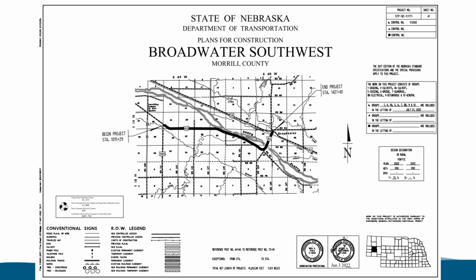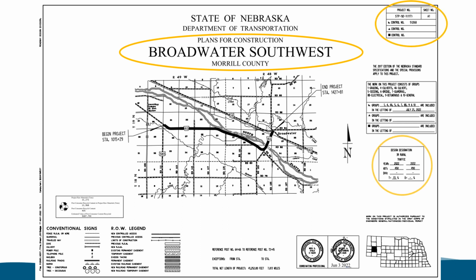Now let's take a look at the title sheet for a project. The title sheet provides general project information. This project is the Broadwater Southwest in District 5. You will find the project location, the project number, the traffic counts, and other project data, including the post-consumer recycle content in the lower left of the sheet.